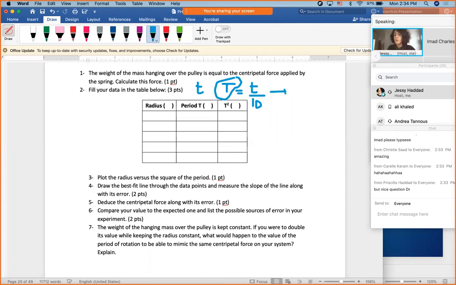And then how do you find t squared? By simply doing t times t or t to the power 2. So you do the propagation of error on that to find the uncertainty on t squared. If you want to do this, yes, you are most welcome to do it. However, I don't see why you should do it if they don't ask you to do it.